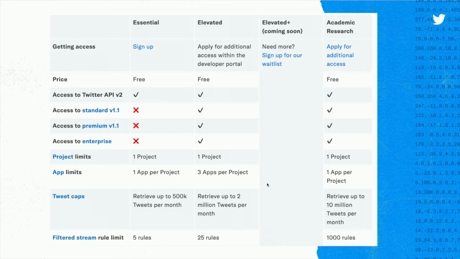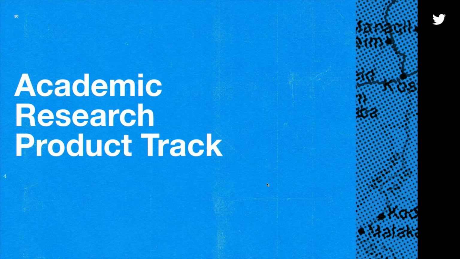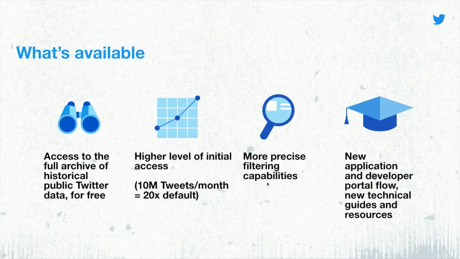And then finally, the academic research product track, which is obviously the one that most of you might be interested in. It gives you access to the full archive of public tweets. So any tweet that was made that's public, right from the very first tweet on the platform up until now, you basically have access to those. You can search for those and get those using this API.